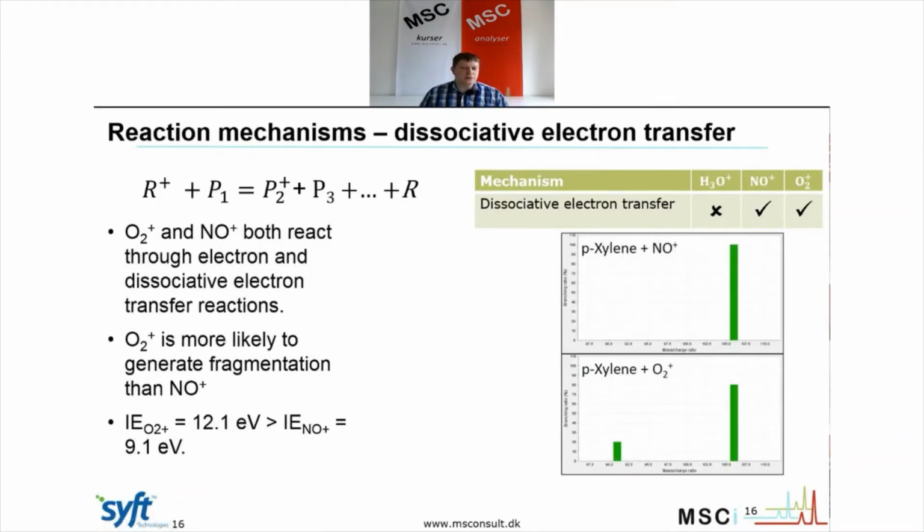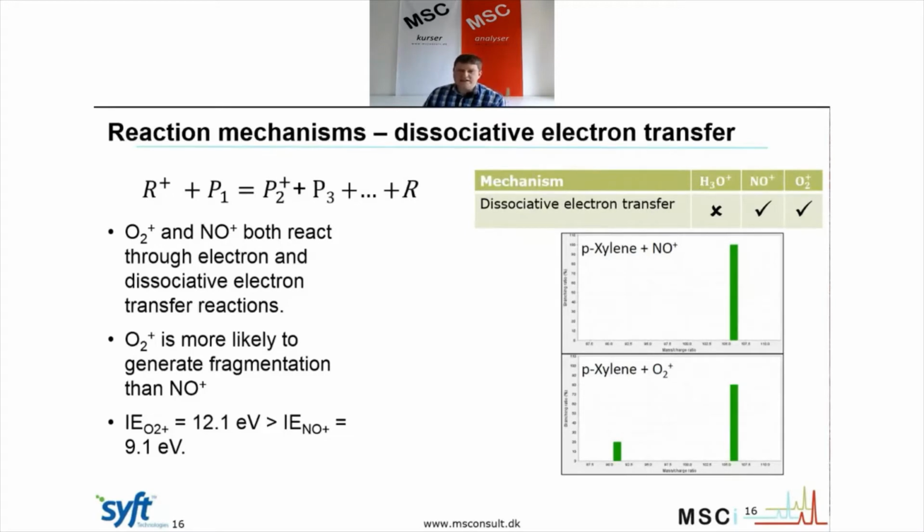But since we don't have chromatography, we look at everything we have at the same time. For this reason, we want to have as few mass peaks per compound as possible. But sometimes we also need to be able to differentiate. So we want a soft ionization, but we want to be able to control it when we want to fragment something. And this is where the difference in ionization energy between O2+ and NO+ comes in.